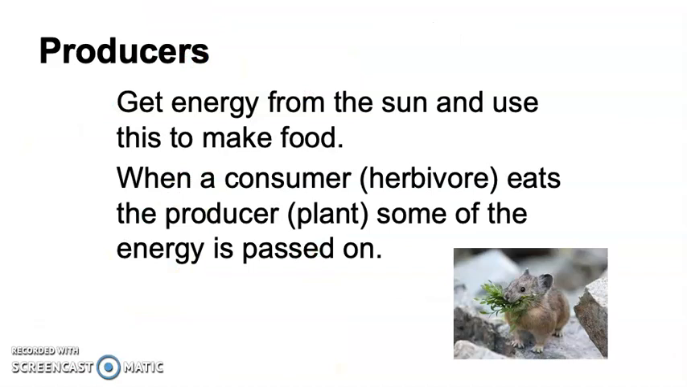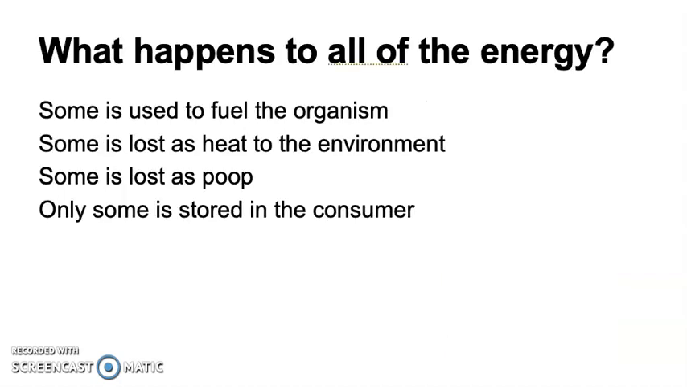So producers get energy from the sun and make their own food. They produce their own food. When a consumer eats the producer, some of the energy is passed on, but not all of it. What happens to all of the energy? Well, some of the energy from the plant is used to fuel the organism. It takes energy to just do normal cell processes. Some energy is lost as heat to the environment.